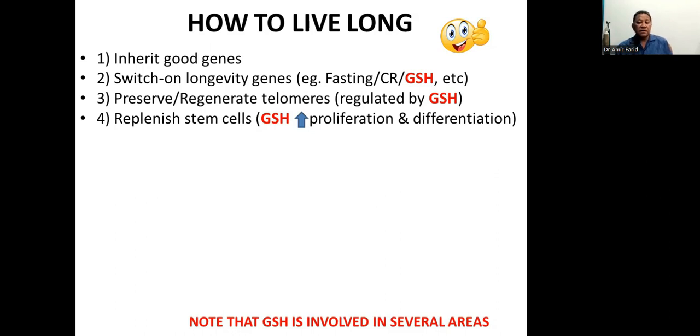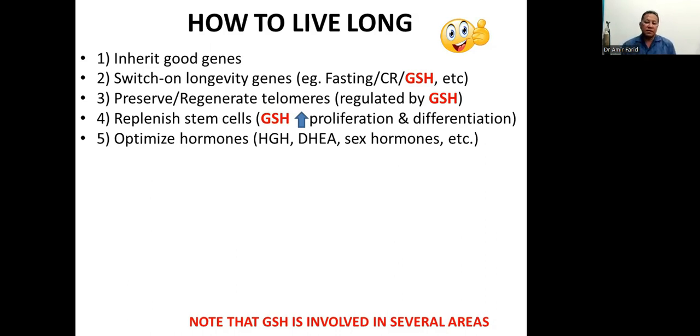And again, glutathione has a very important role here. Glutathione increases the proliferation and differentiation of stem cells. Proliferation means the ability to multiply. Differentiation is the ability to change to the type of cells that need to be replaced. So glutathione has a significant role in the functions of stem cells.